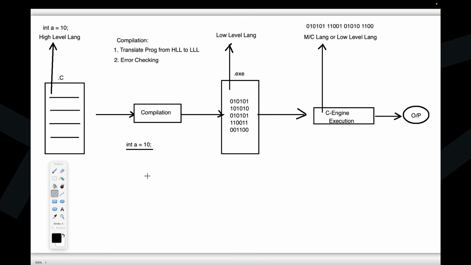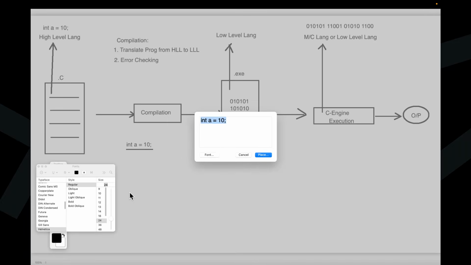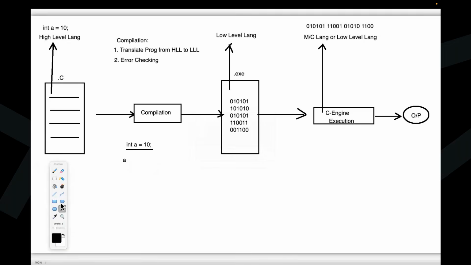What is going on internally? I'll give some point here. Now observe carefully. When we process this statement, internally a variable will have a block of memory, maybe 2 bytes, 4 bytes, or maybe 8 bytes, depending on the language. Now I'm using the C programming language.